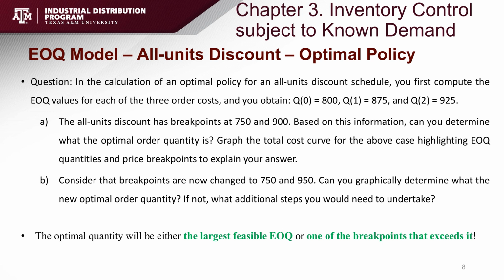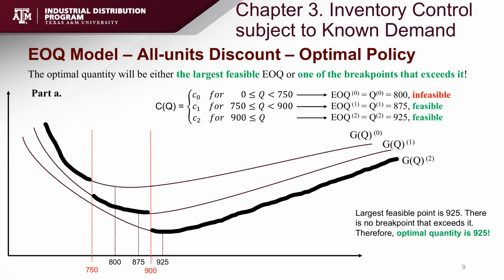The slide highlights the guiding rule in green, and it's the one to hang on to. The optimal is either the largest feasible EOQ or one of the breakpoints that exceeds it. Here's Part A drawn out with breakpoints at 750 and 900.